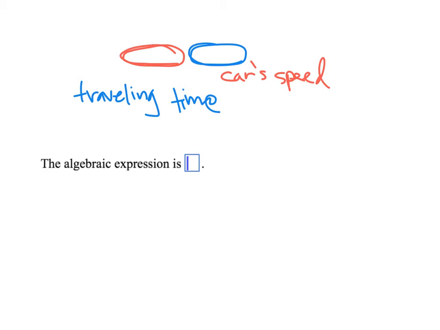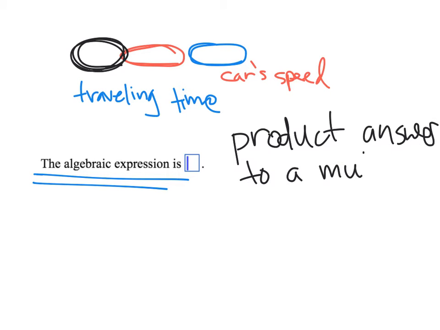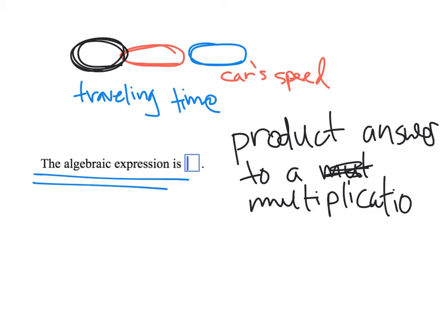All right, and now we're ready to write the expression. Now the thing is, you need to know, what does the word product mean? Product is the answer to a multiplication problem. So what does that mean? That means we're going to be multiplying these two things.